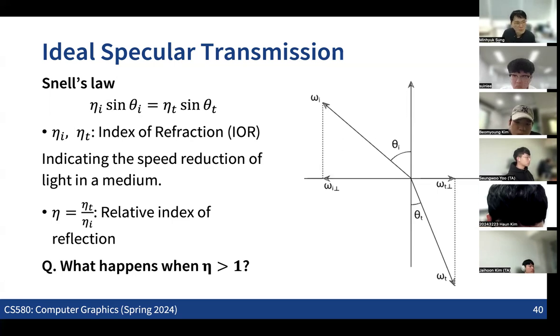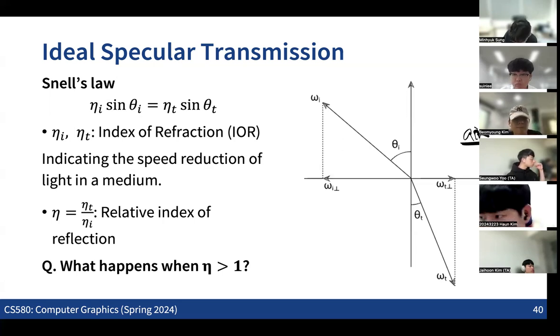Yeah, let me move on a bit quickly. This is a very typical case, where the incoming medium will typically be air, or some vacuum, and the other medium might be water or something else. In a vacuum, the index of refraction is just one, and the index of refraction of the other medium will typically be greater than one, right? So this is the typical case.